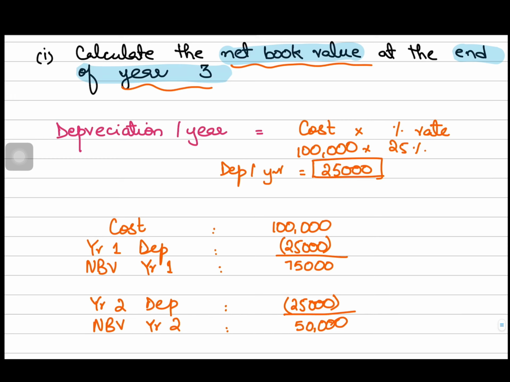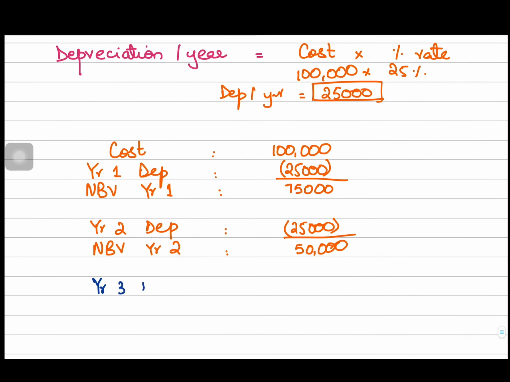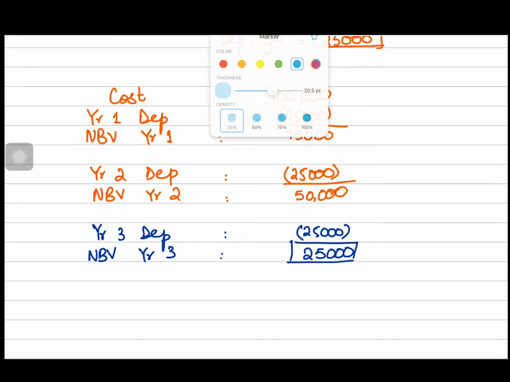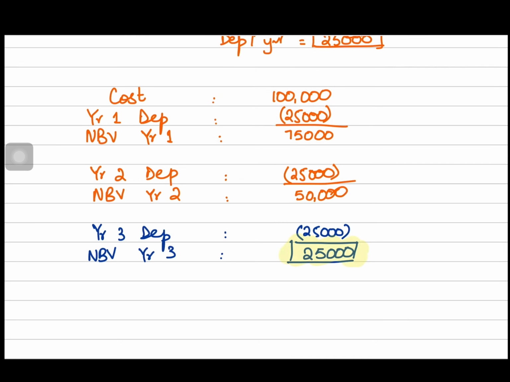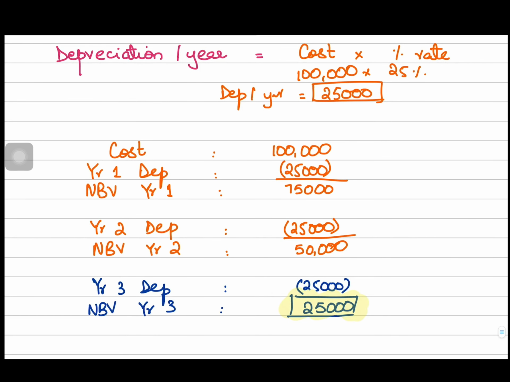Right, we are asked to calculate the net book value at the end of year 3. So for year 3, depreciation would again be the same $25,000, and when I subtract 25,000 from 50,000, I will arrive at the net book value at the end of year 3, that would be $25,000, right? So the net book value of my printer at the end of year 3 is $25,000. So this is how we calculate the depreciation using the straight line method and the net book values at the end of every year.